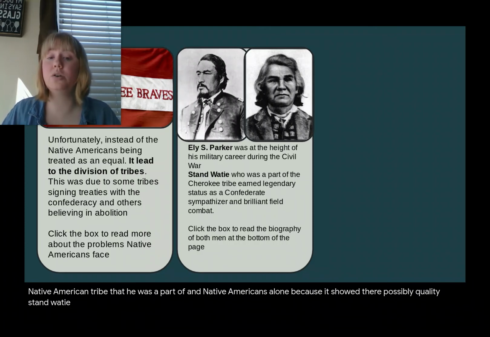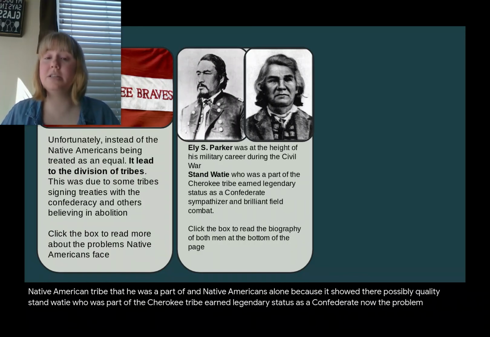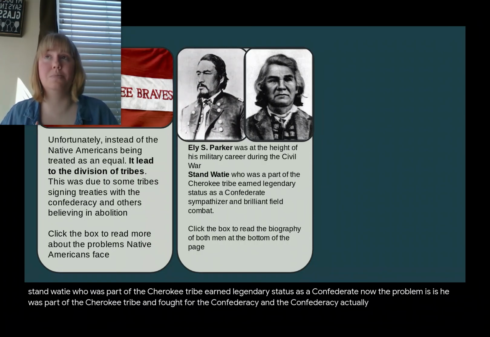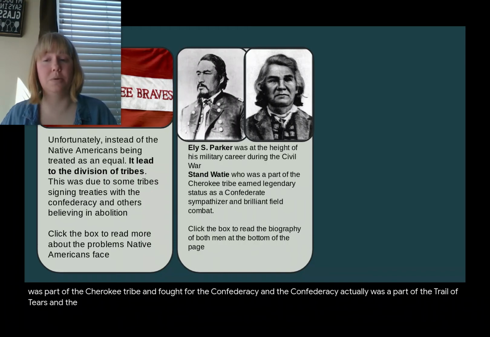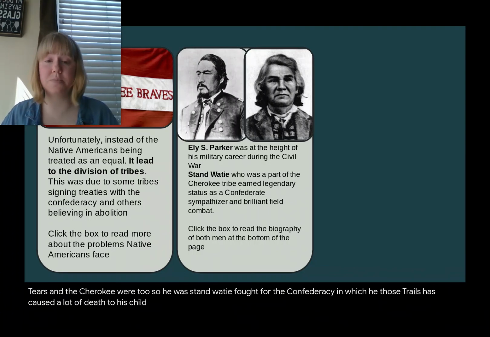Stand Watie, who was part of the Cherokee tribe, earned legendary status as a Confederate sympathizer in brilliant field combat. Now, the problem is he was part of the Cherokee tribe and fought for the Confederacy, and the Confederacy actually was a part of the Trail of Tears, and the Cherokee were too. So Stand Watie fought for the Confederacy, in which those Trail of Tears caused a lot of death to his tribe.